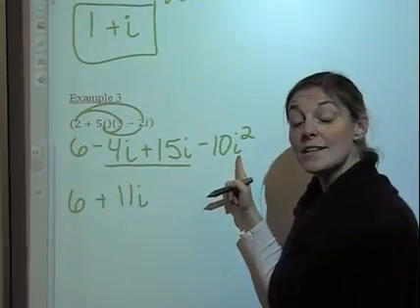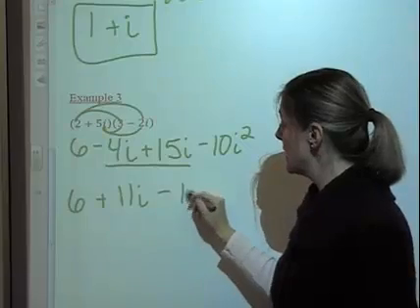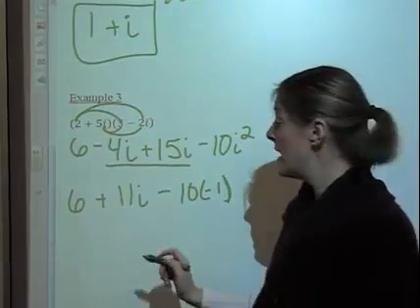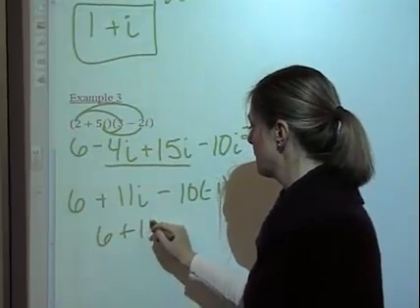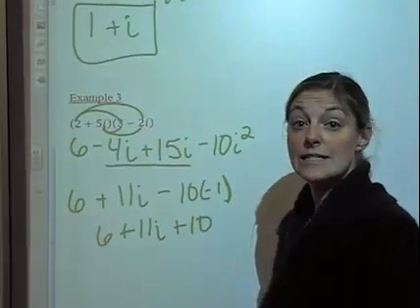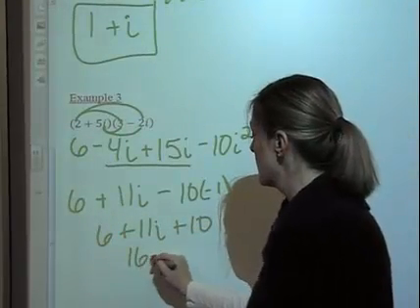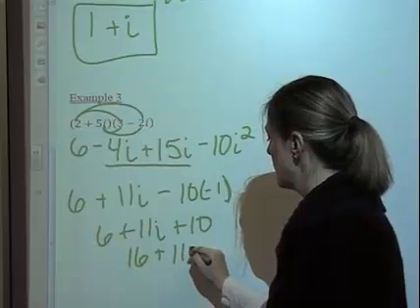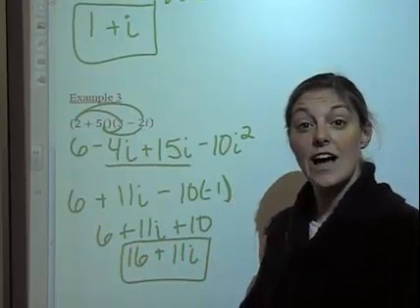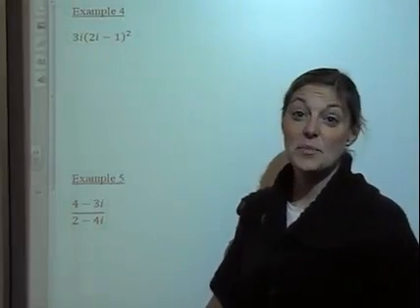And then remember, i squared is -1, so this is -10 times -1, which is going to give us a +10. And then finally, 6 plus 10 is 16. So our answer is 16 plus 11i. Now let's take a look at example number 4.